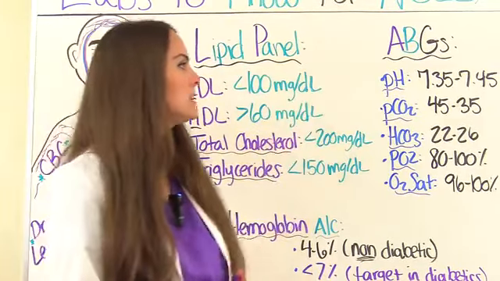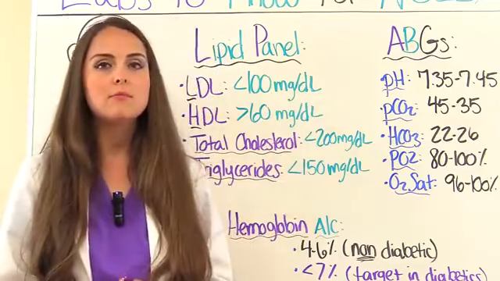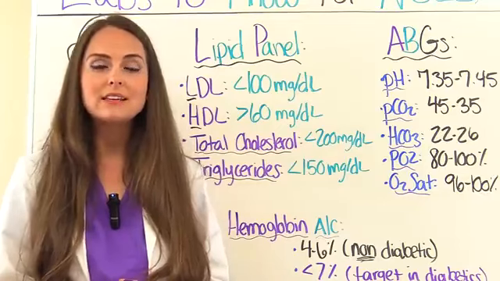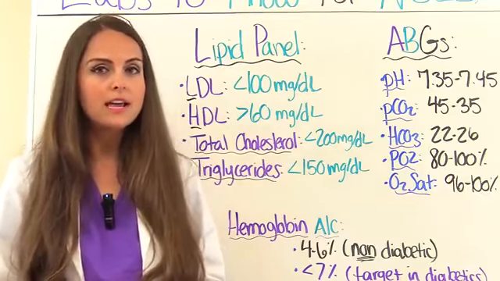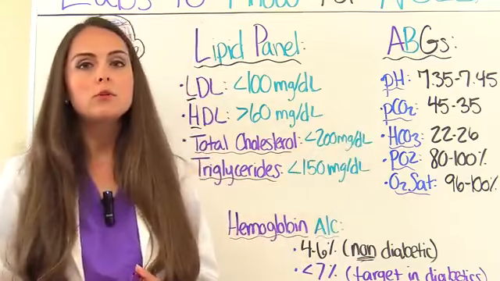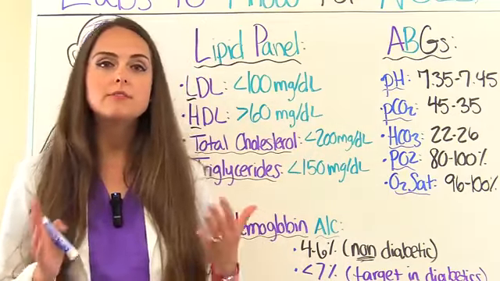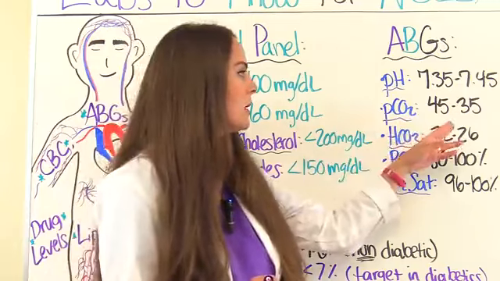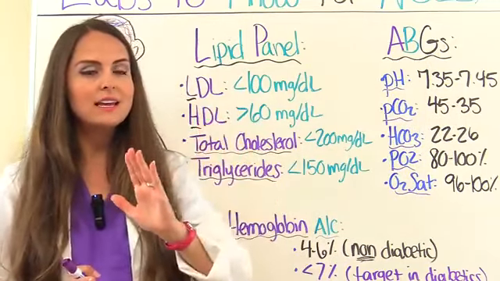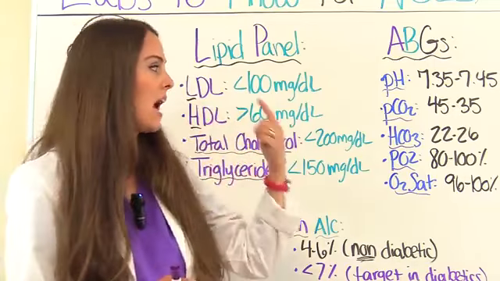So a blood pH is 7.35 to 7.45. Anything less than 7.35 is acidic. Anything greater than 7.45 is alkaline. Then we have a PCO2. The normal range for that is 35 to 45, and I have switched them here because anything greater than 45 is acidic and anything less than 35 is alkaline.